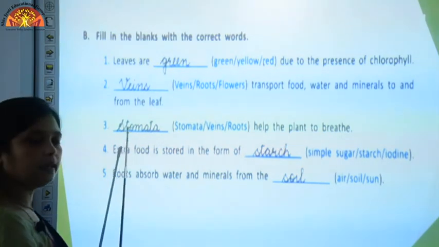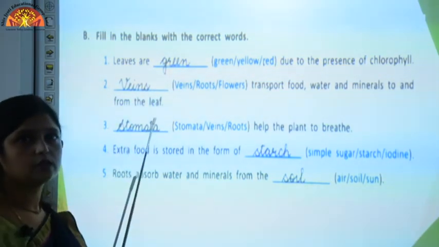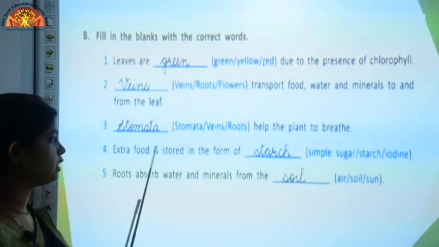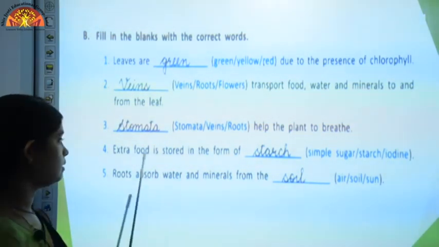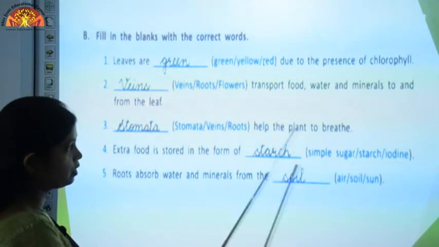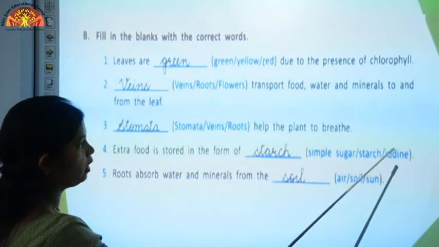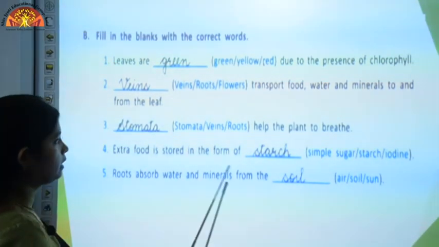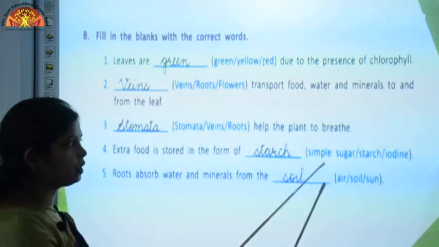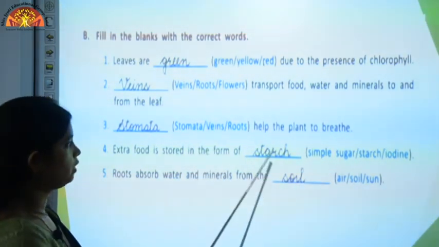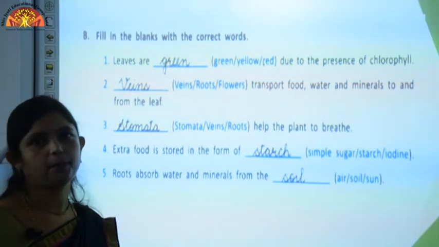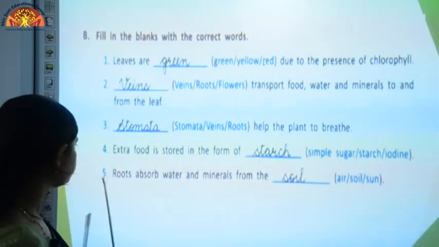So, here the correct answer is stomata because these are the small pores which are present on the underside of the leaves through which plants can take gases inside. Extra food is stored in the form of dash: simple sugar, starch or iodine. So, here the correct answer is starch because food is prepared in the form of simple sugars, it is stored in the form of starch and iodine is used to test the presence of starch.